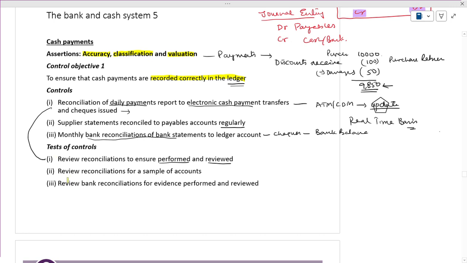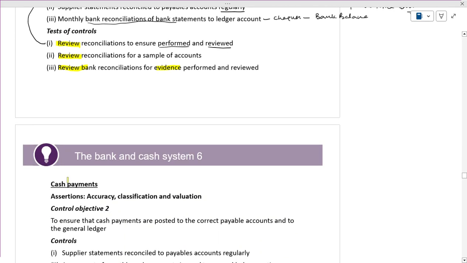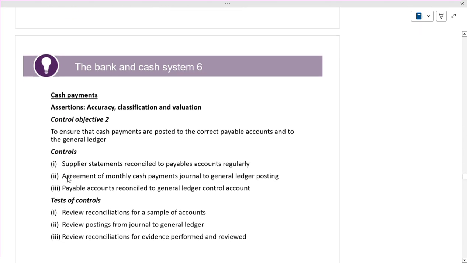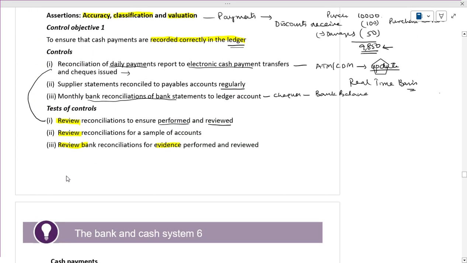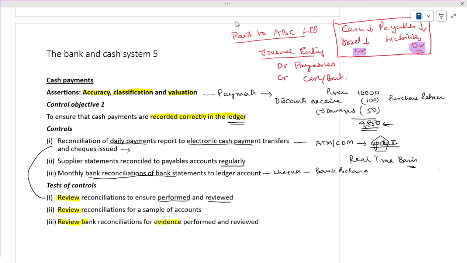In the cash, you will review reconciliation for a sample of accounts. In the cash, you will review issued payments and bank reconciliation evidence. You will see whether they are doing it or not. This is with respect to accuracy, classification of payments. This is control objective 1.